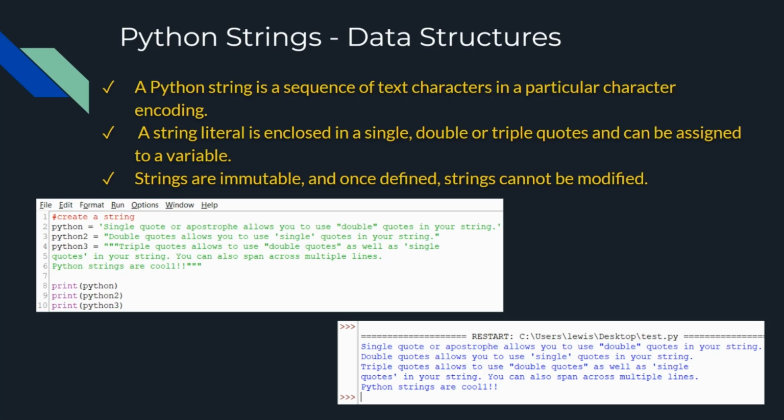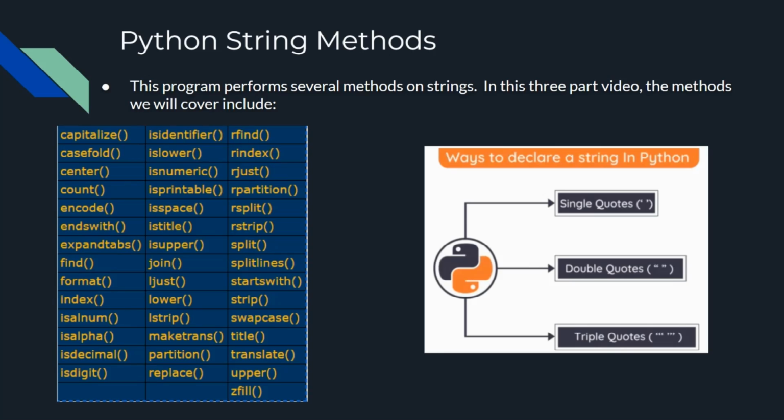To represent a string, you wrap it within quotes. Single quotes or apostrophes allow you to embed double quotes within your string, double quotes allow you to embed single quotes in your string, and triple quoted strings allow you to work with multiple line strings, and all associated whitespace will be included in the string.